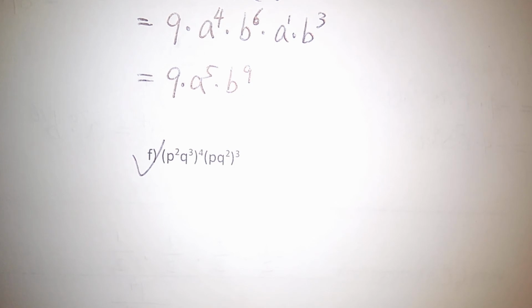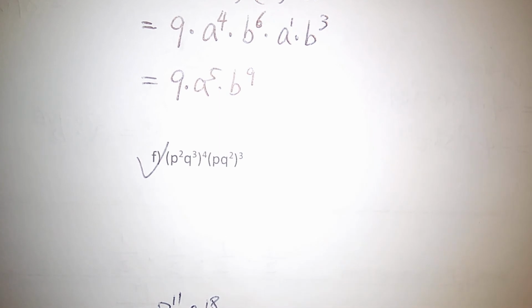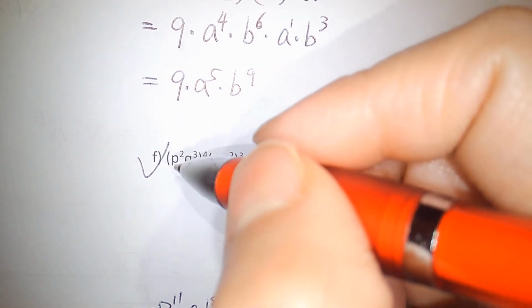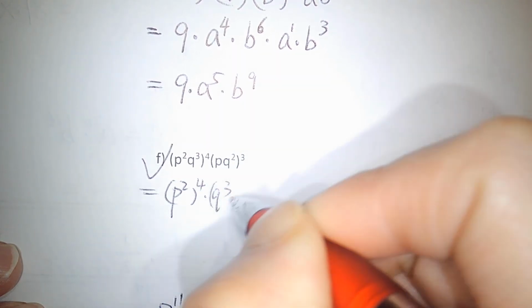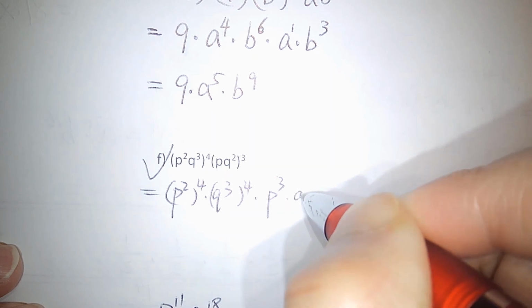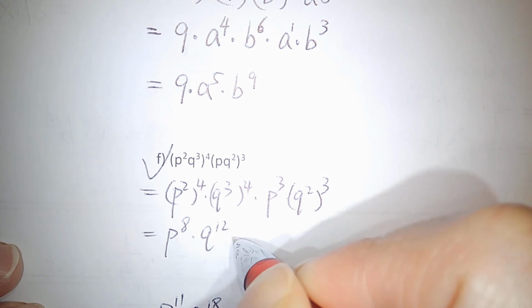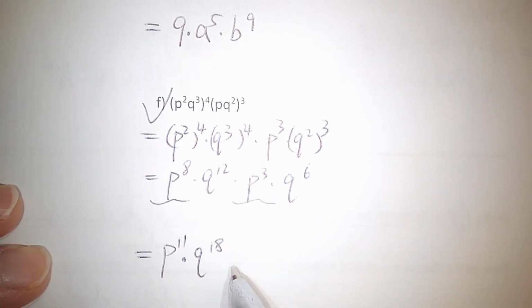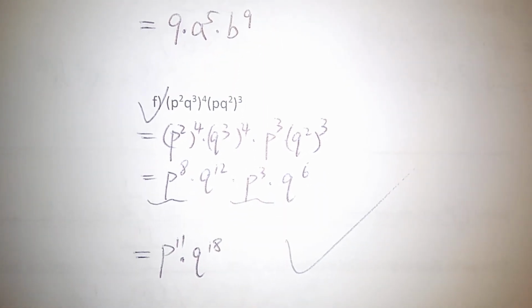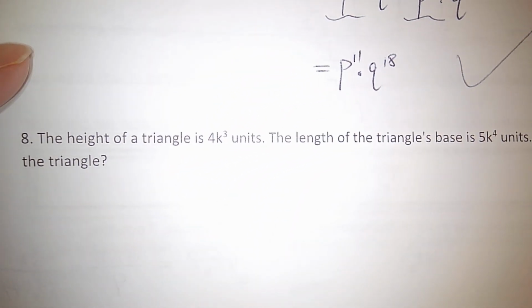P to the 11th, Q to the 18th? P to the 11th times Q to the 18th. Do you have this answer? You do? Okay, so let's check. We should have p squared, q to the cube, p to the cube, q to the square, cubed. So p to the 2, q to the 12, p to the 3, q to the what? 6. And then these two together give 11, right? And then these two together give us 18, right? Perfect. Very good.